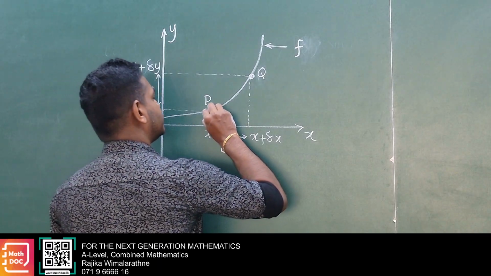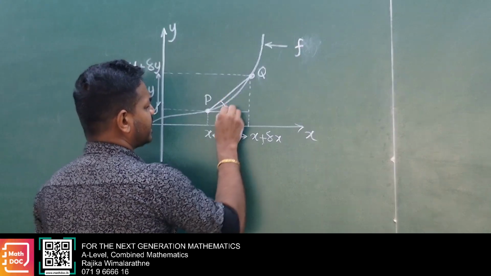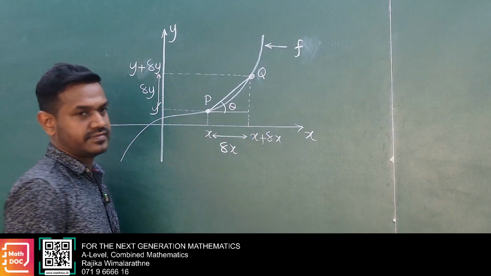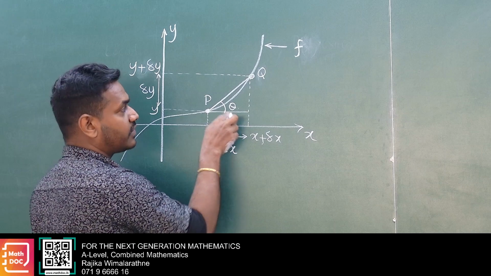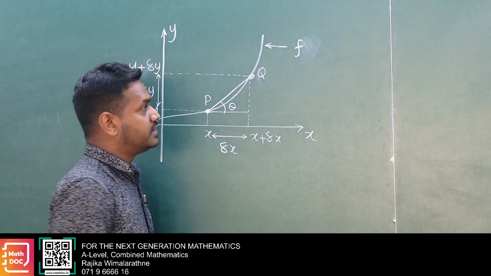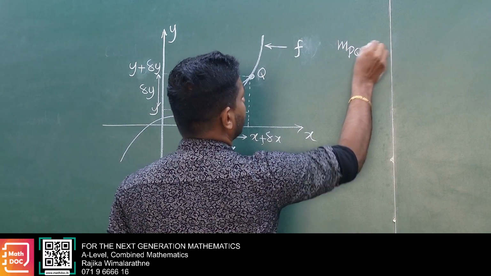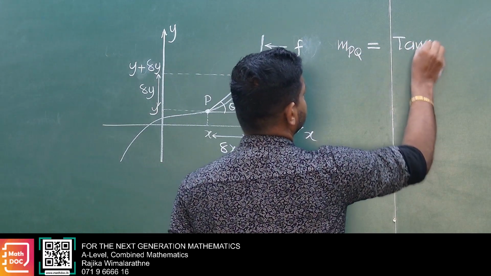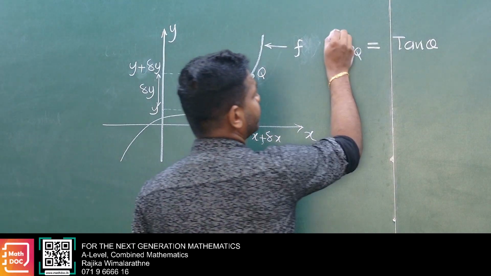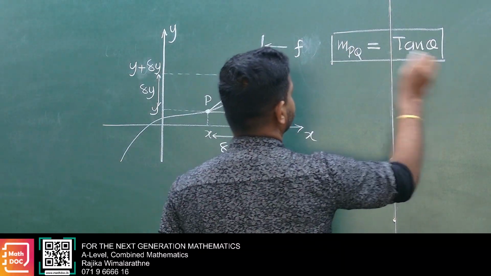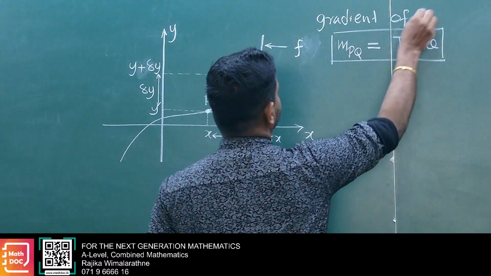Now when you sketch a chord like this, consider this chord, take this angle theta. Then the gradient of this chord is given by tan theta, no? So let's denote that one by M_PQ. M_PQ equals tan theta, the gradient of PQ.